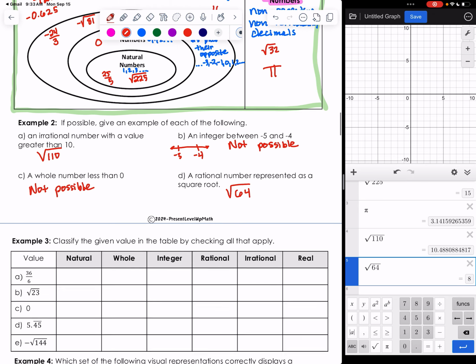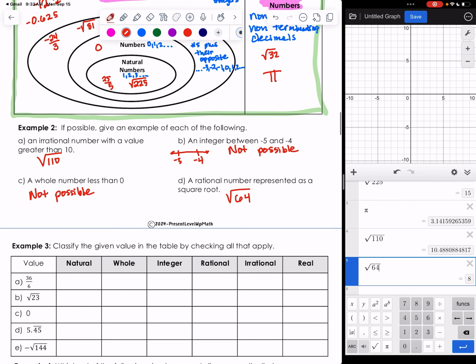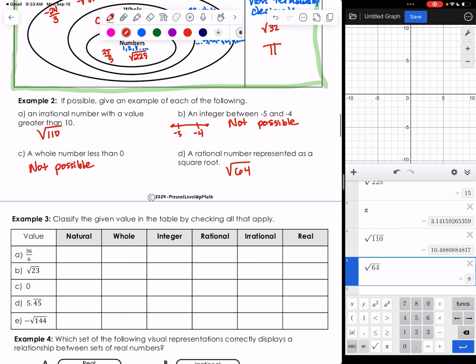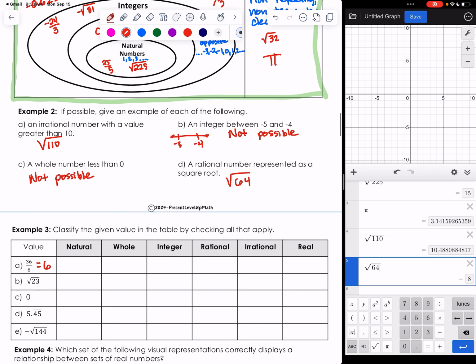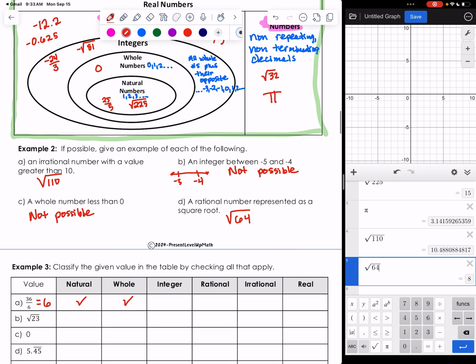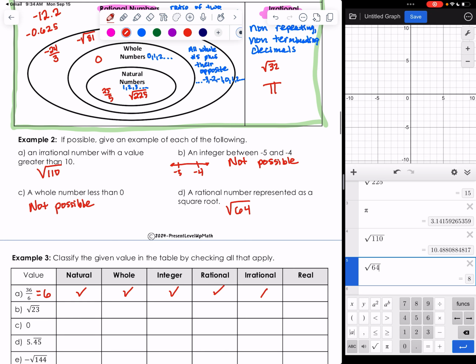All right, example 3. Classify the given value in the table by checking all that apply. Our first value is 36 over 6, which simplifies to 6. So is 6 a natural number? Yes, it's part of the counting numbers. Now, every natural number is also a whole number, an integer, and a rational number. But it is not irrational.